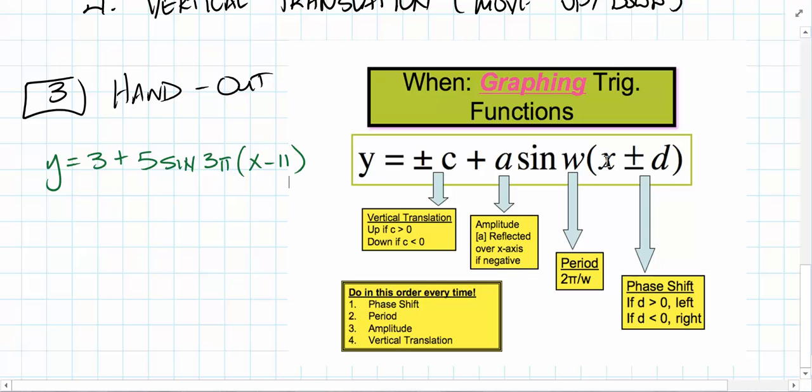The last one here is this x plus or minus d, this inside part, and that is a phase shift. We go left if d is positive, right if d is negative, kind of opposite of what you'd think, just like our other transformations earlier in the year. So these are the 4 things we have to be able to do: vertical translations, amplitude and reflections, period, and phase shift. We don't have to do all 4 at once; that's a really tough problem. We'll probably do 2 of the 4 in each problem, and we're going to practice that today.